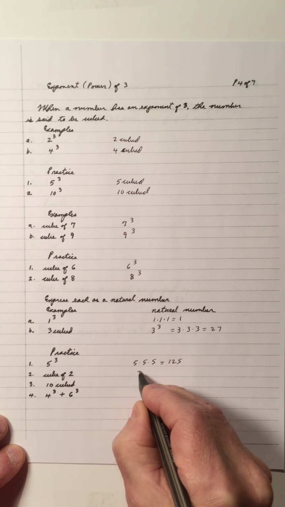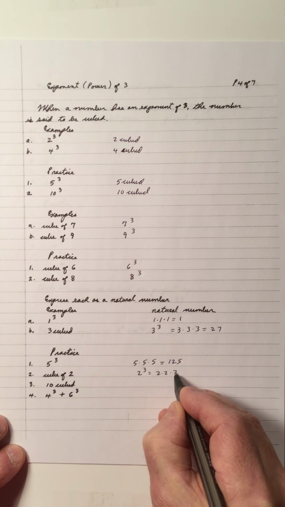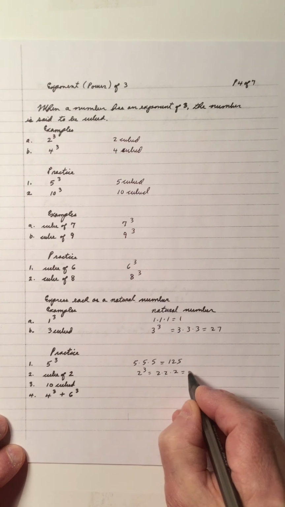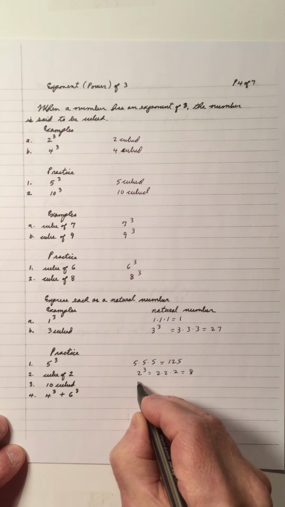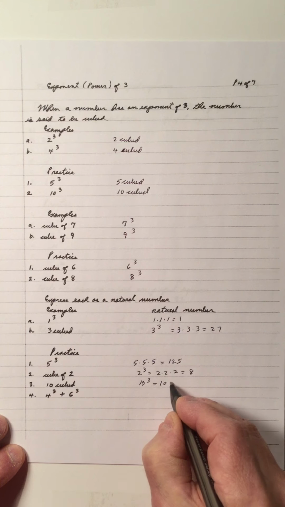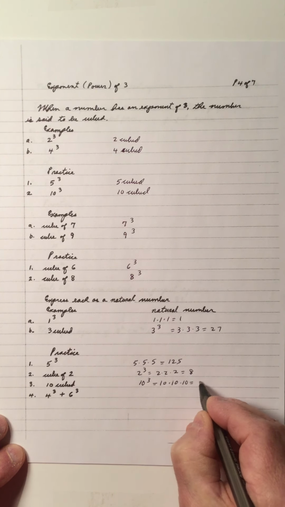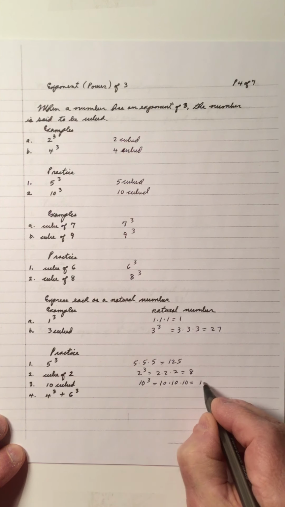The cube of 2 is 2 cubed, which is 3 2's multiplied together. 4 times 2 is 8. 10 cubed is 10 to the 3, which is 10 times 10 times 10. And that gives us 100 times 10 is 1,000.